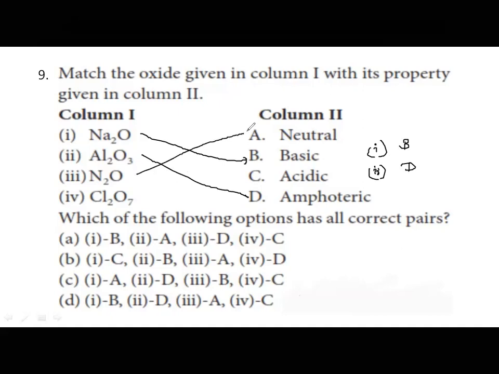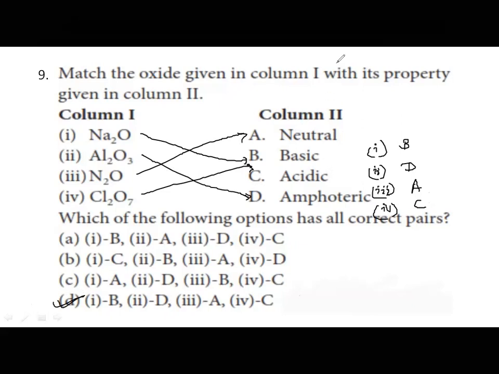N2O is neutral oxide. Third one is A. Last one is what? Cl2O3. It is an oxide of non-metal and it is acidic. It is C. So first one is B, second one is D, third one is A, fourth one is C. D is the correct option.